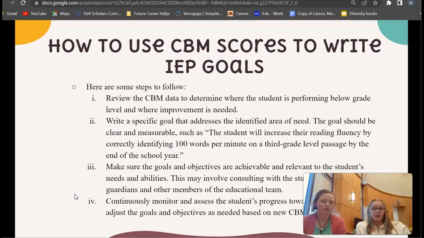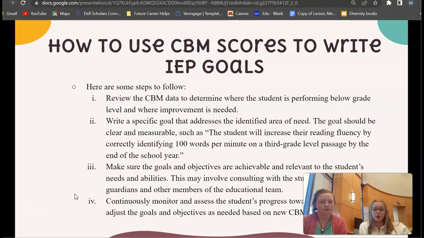Now, many teachers often wonder how they should use these scores when writing IEP goals. We have listed a few steps to follow when working with this process. First, review the CBM data to determine where the student is performing below grade level or where improvement should be made. Then, write a specific goal that addresses that identified area of need. The goal should be clear and measurable.